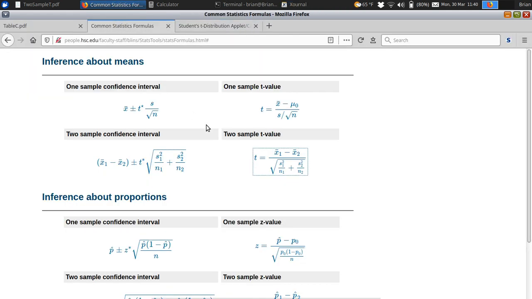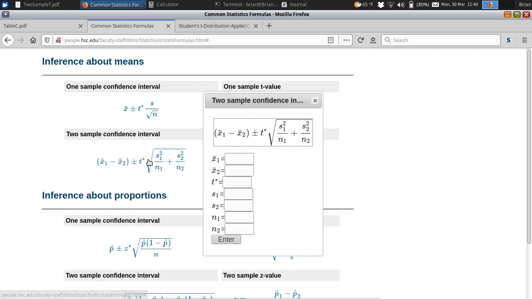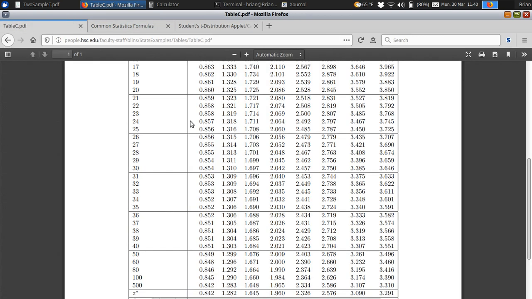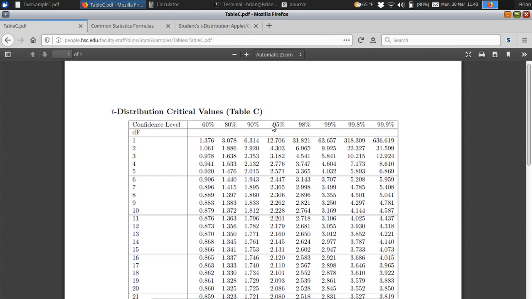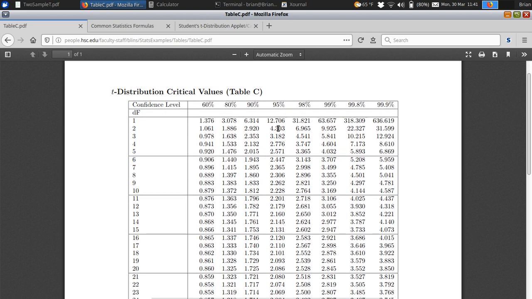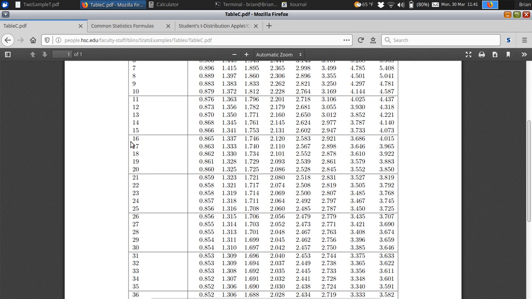So let's go back to the formula sheet. Now, to make a confidence interval, we would use this formula. And in order to use this formula, we're going to need all the same numbers that we had before. We're also going to need a t-star, a critical t-value. And that comes from the t-distribution table, which I have right here. So I'll click on that. The t-distribution table, you decide what level of confidence you want. I want 95% confidence. And then you look down to find the degrees of freedom.